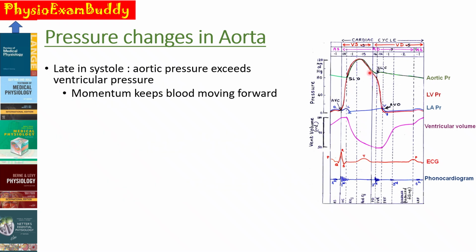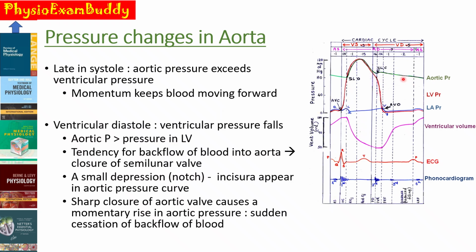Now, in the late part of the ventricular systole, the aortic pressure actually exceeds the ventricular pressure, but only for a very short period because the momentum will keep the blood moving forward. And during the ventricular diastolic phase, you can see here that the ventricular pressure falls. That is, when the aortic pressure exceeds the pressure in the left ventricle, there is a tendency for the backflow of the blood in the aorta, which will be halted by the closure of our semilunar valves.